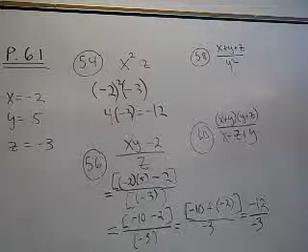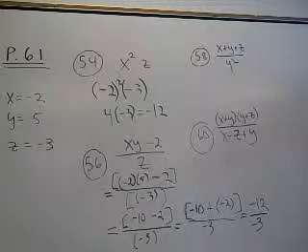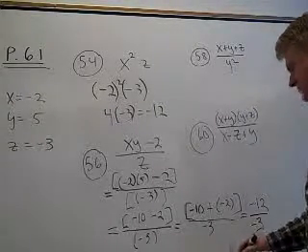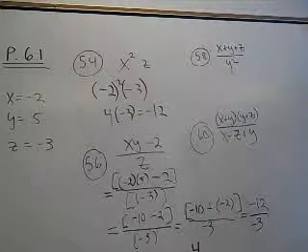And so that gives you negative 12 divided by negative 3. So now, negative 12 divided by negative 3, negative divided by negative is positive, and 12 divided by 3 is 4, so we've got positive 4 down there.